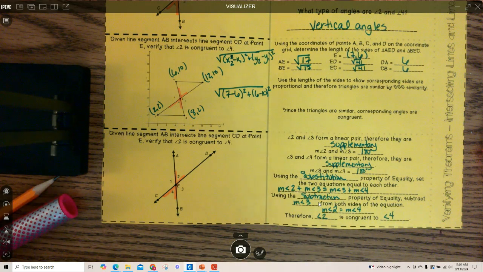I personally would use the patty paper method. So that's it for this set of notes.